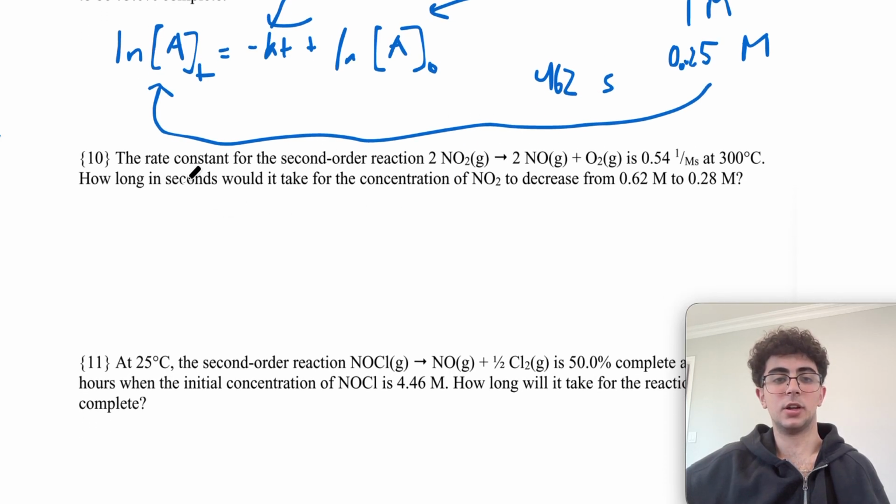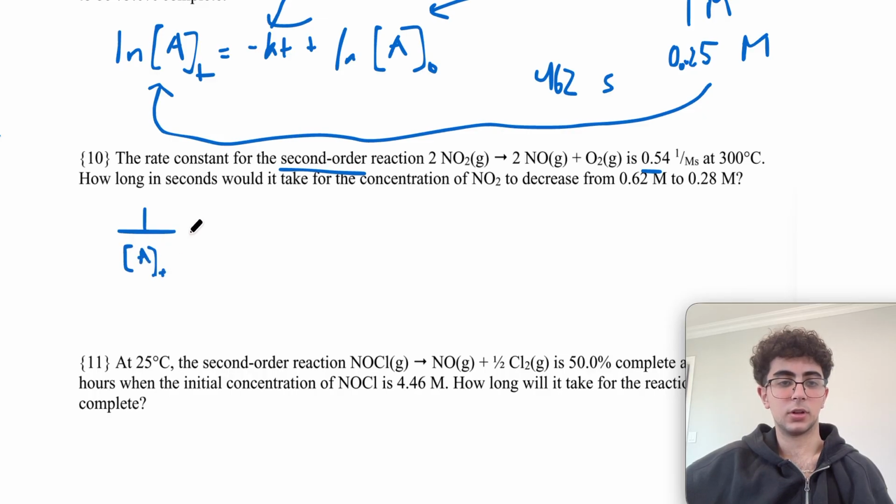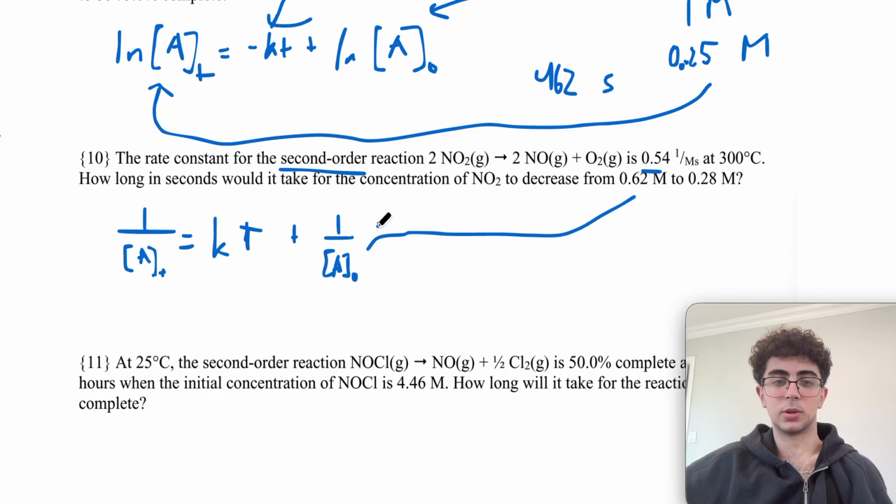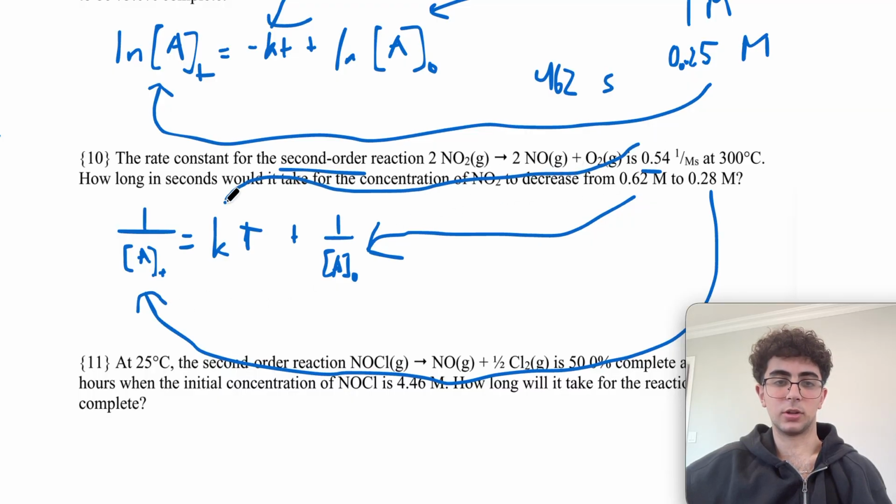Here's a very similar idea. The rate constant for second order is this at 300 degrees Celsius. How long in seconds would it take for the concentration of NO2 to decrease from this to this? We know this is our equation, 1 over A of t equals kt plus 1 over A naught. It gives us our initial concentration of 0.62, so plug that in here, and we want it to decrease to 0.28, so we plug that in here. It gives us our rate constant, and you plug that in here.